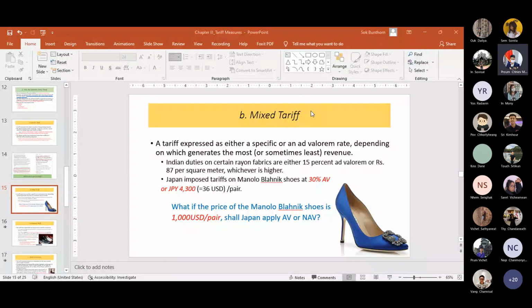Now the case of Japan: 30% AV and $36 specific. If we are the Japanese government and the shoe costs $1,000 per pair, should we apply AV or specific? We have two options. So which one? AV. Why AV? Because we earn $300 more. Exactly, because 30% of $1,000 will be $300 per pair of the shoe, because one pair costs $1,000, while for the specific one, it is $36 only per pair.